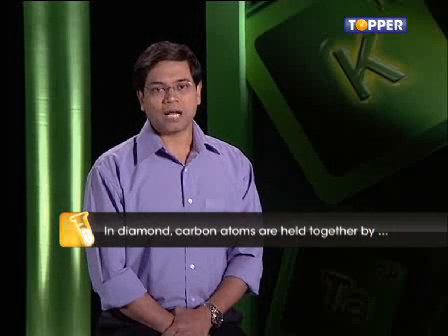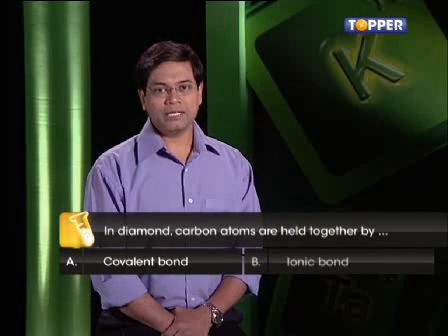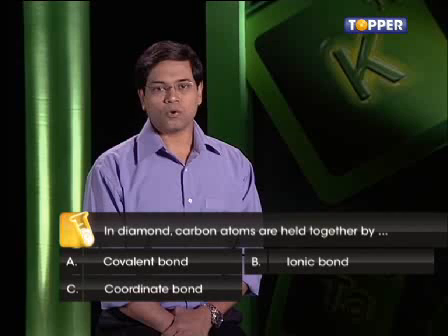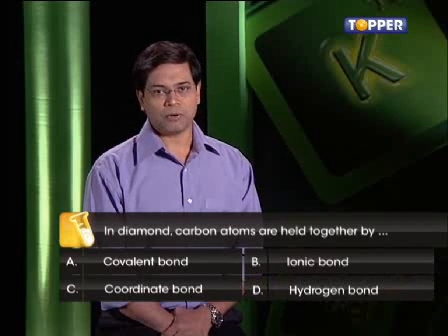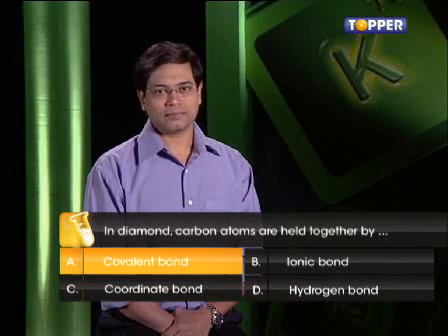In diamond, carbon atoms are held together by A. Covalent bond, B. Ionic bond, C. Coordinate bond, D. Hydrogen bond. And the answer is A. It's covalent bonds. Now for the second one.